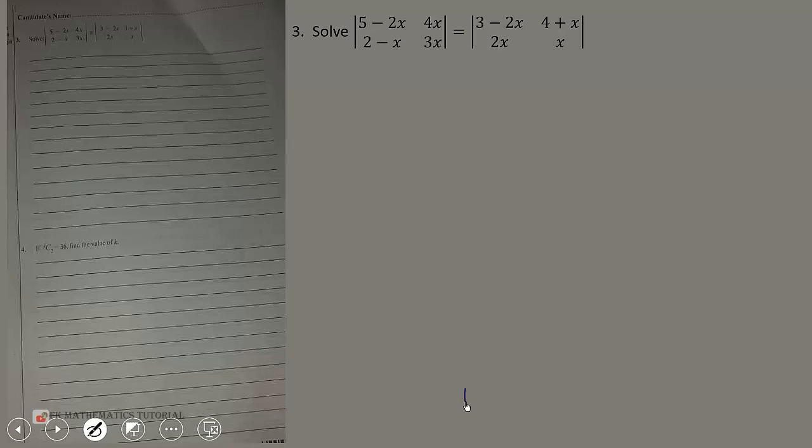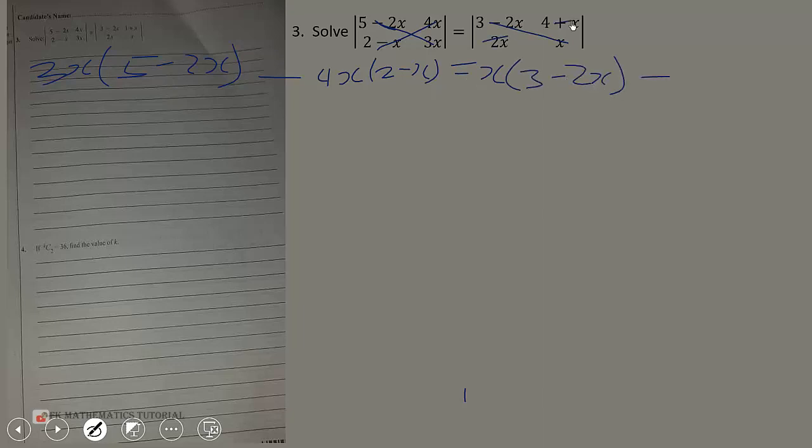Here we have the third question. We have to solve the determinant of the matrix equal the determinant of another matrix. We have to solve for x. So remember the determinant, you multiply the leading diagonal and subtract it from the product of the minor diagonal. So we have 3x here, and 5 minus 2x, minus, we have 4x into bracket 2 minus x is equal to, so this times this, we have x into bracket 3 minus 2x, minus, and this times this, 2x into bracket 4 plus x.